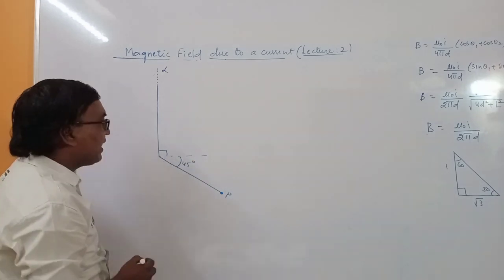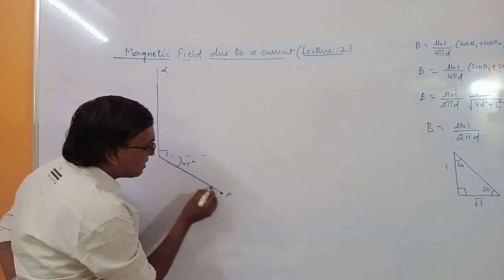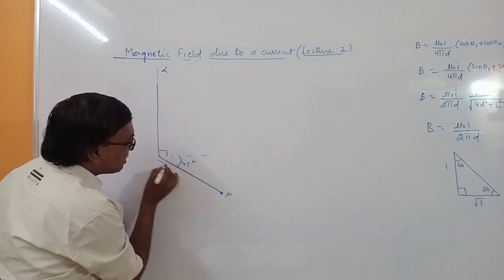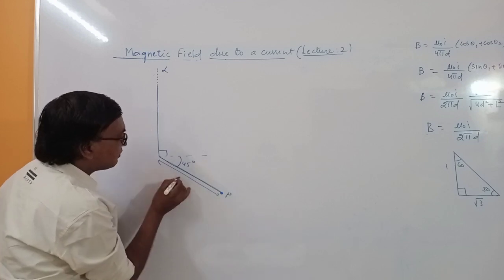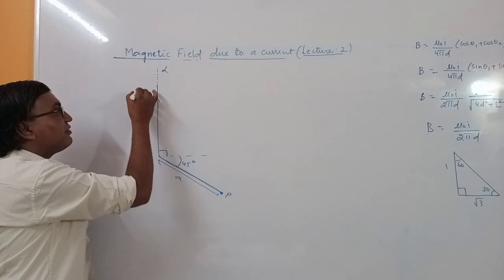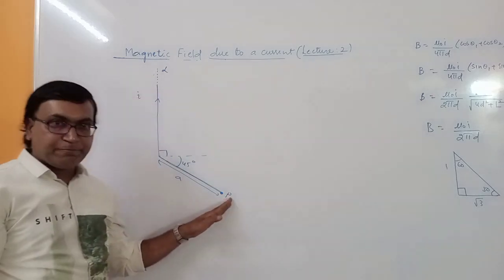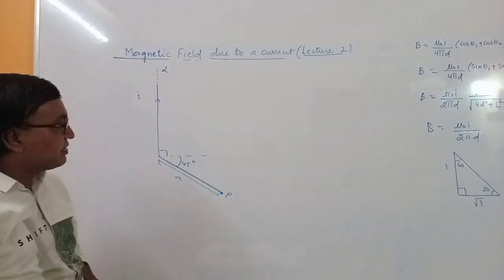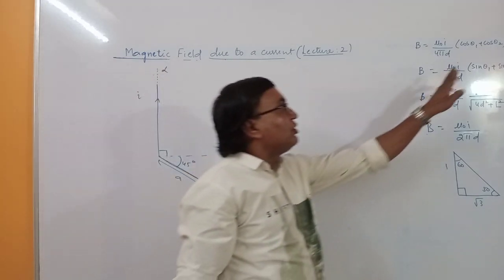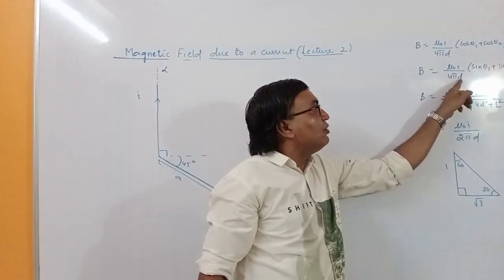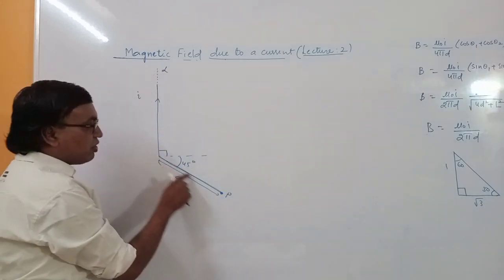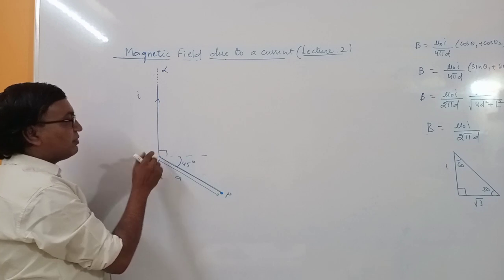This is at 45 degrees and this distance is given. Let us say this distance is A. You have to find out the magnetic field due to this semi-infinite wire at point P. So point P is like this. To find out the magnetic field you need angles and you need the distance, that is the perpendicular distance. Now this is not the perpendicular distance from this point.